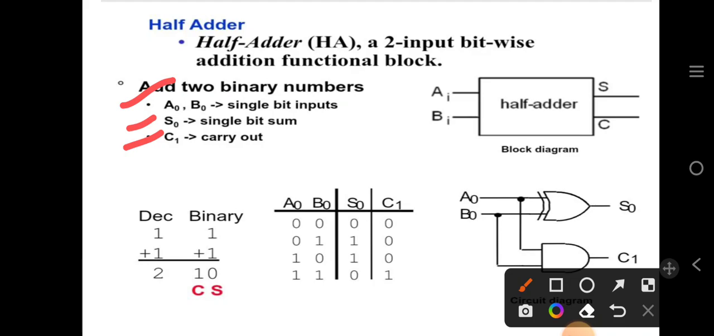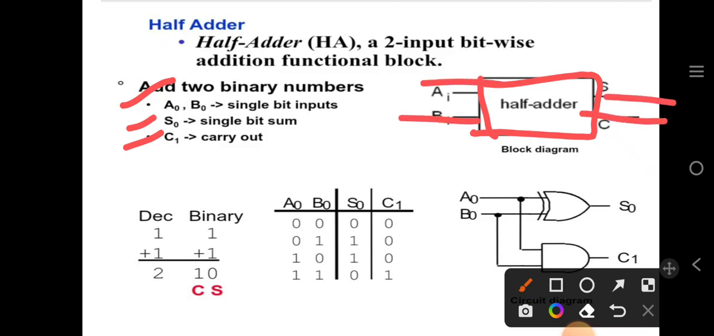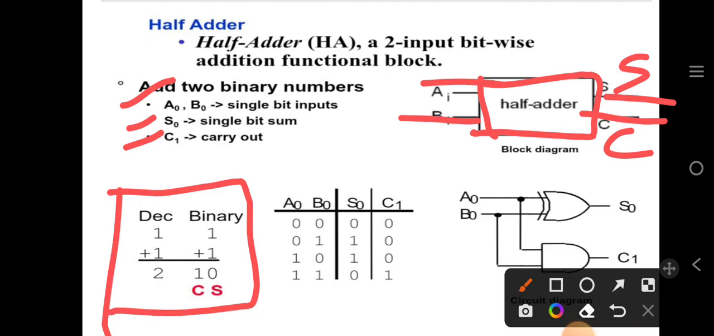So this is the input and these two are the outputs. Here you can see the block diagram of the half adder having two inputs and two outputs. A and B are the inputs, sum and carry are the outputs. Now here decimal and binary representations are shown. In decimal, 1 plus 1 is 2. But when you consider binary inputs and outputs, 1 plus 1 is 0 and we have a carry 1.